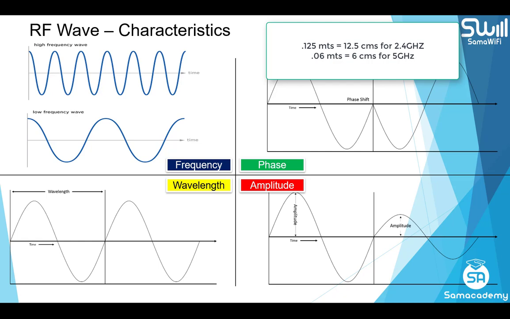For 2.4 gigahertz and for 5 gigahertz, which is equivalent to the following: 12.5 centimeters for the 2.4 gigahertz band. This is the value for the wavelength in that frequency, and 6 centimeters for the 5 gigahertz frequency.